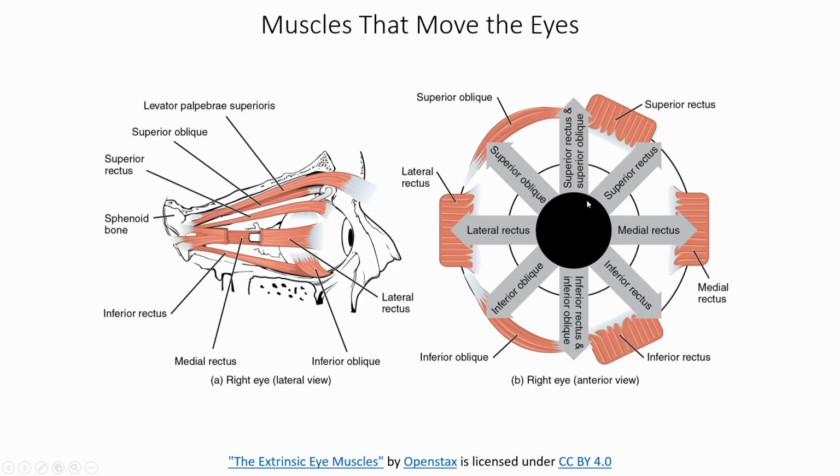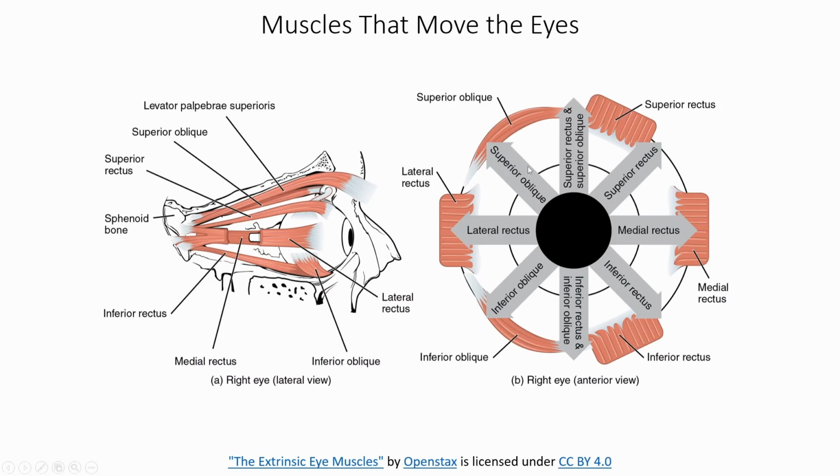So we're looking at what direction we're looking, right? It may be one muscle, it may be a combination. So like looking straight up, right? Superior rectus and the superior oblique are going to work together. Versus looking at some of these other angles, it's just one or the other. Straight down though, we see a combination of the inferior rectus and the inferior oblique working together.